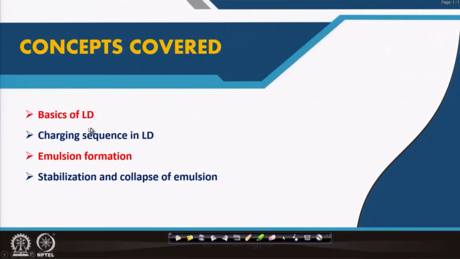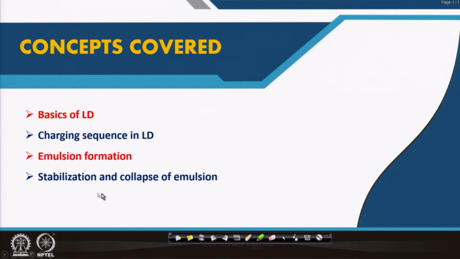First I will discuss the basics of LD, then the charging sequence in LD, how the scrap and the hot metal are charged in the LD and in which sequence, and then we will talk about emulsion formation, that is the major mode of refining in LD, and that is why the LD refining is so fast. I will come to that.